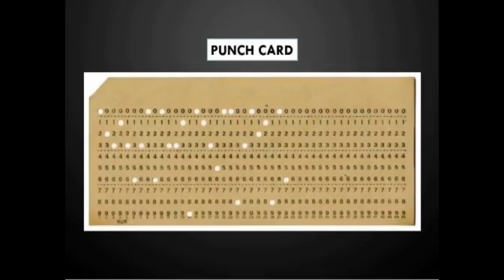The punch card. A punch card is a piece of stiff paper that contains digital information represented by holes punched through it. It was used in early computing for data input and programming. Each hole or absence of a hole represented a binary digit, 0 or 1, allowing the card to store data. These cards were widely used in the mid-20th century for tasks like programming computers and storing information.